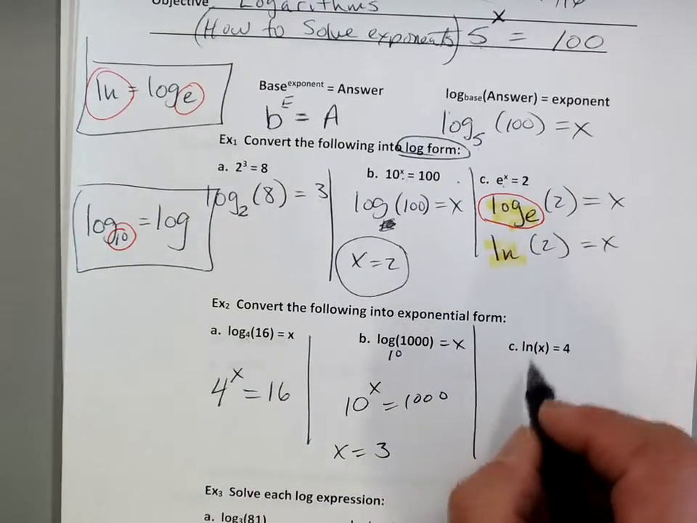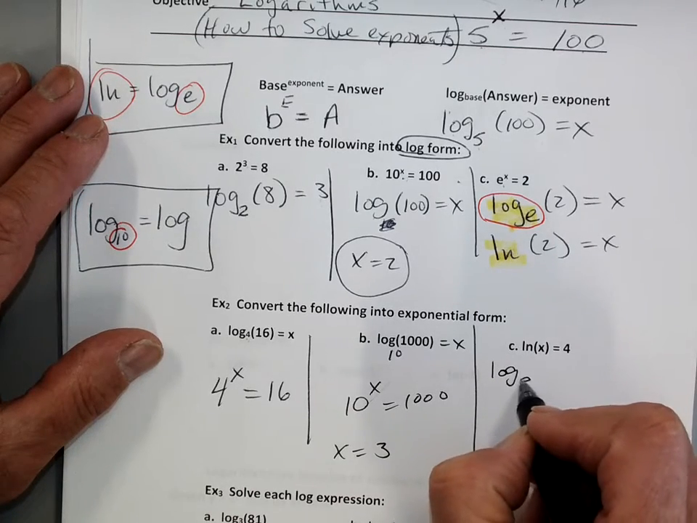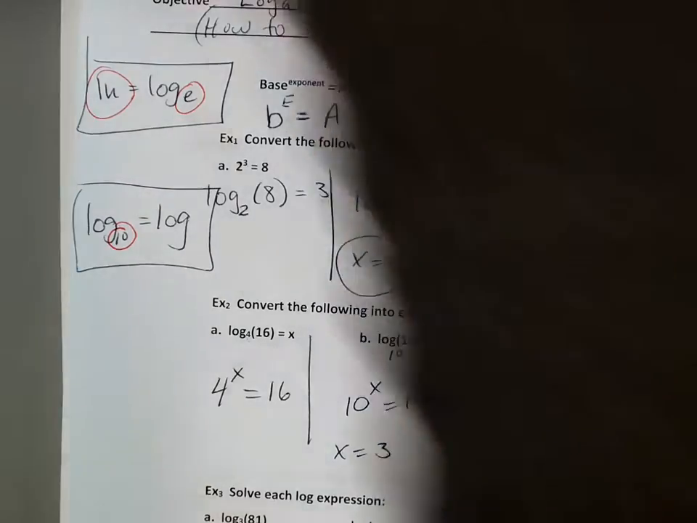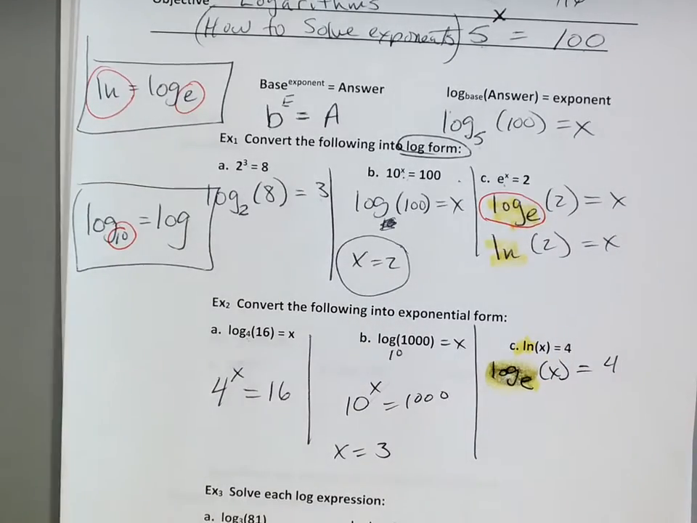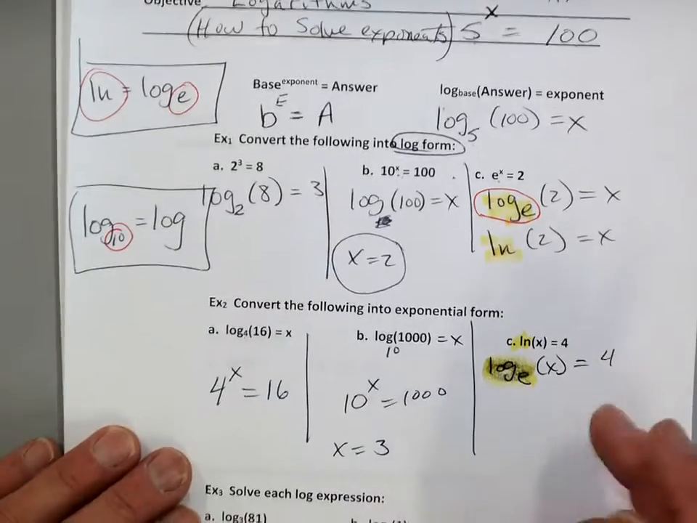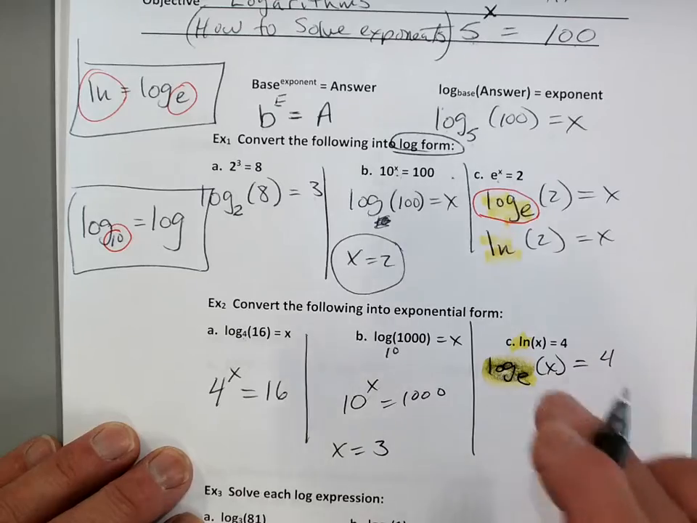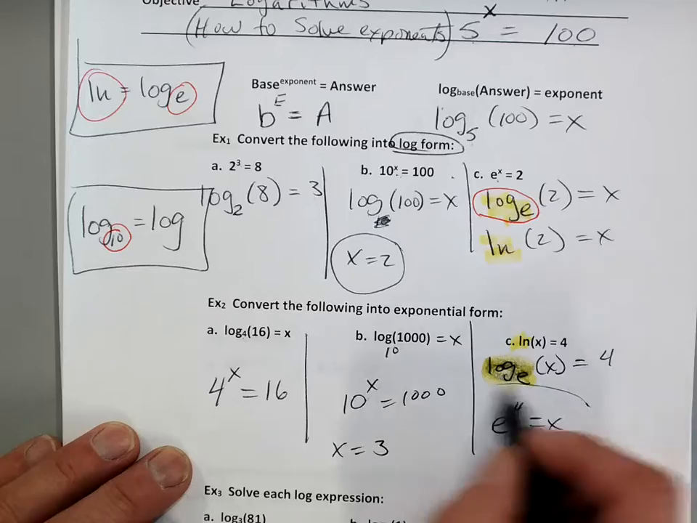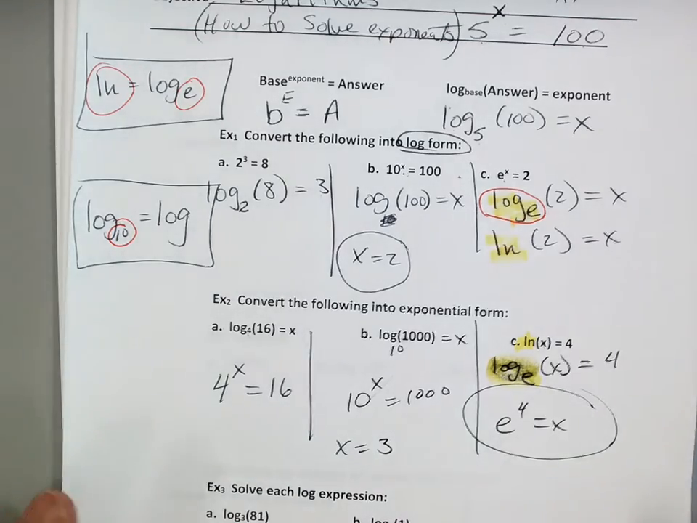Now see, we had just learned that there's an invisible base. We could rewrite this as log base e of x equals 4. So when we see just plain old ln, it's implied the base is e. Let's change it to exponential. Go the base e to the 4th power equals x. We can find out what e to the 4th power is. That's what Lauren asked on Friday, but let's just leave it as e to the 4 because it's an ugly decimal.